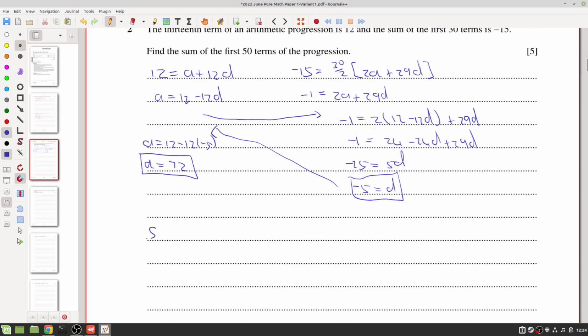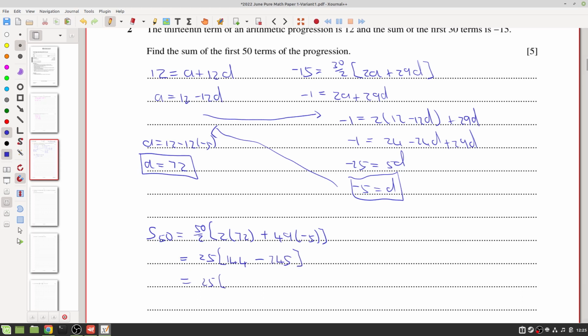So the sum of the first 50 terms equals 50 over 2 times a plus n minus 1, so 50 minus 1 times d. Alright, and that we can just type in the calculator. That's just 25, and 2 times 72 is 144, plus, well, that's actually going to be minus, and then 5 times 49 is 245.